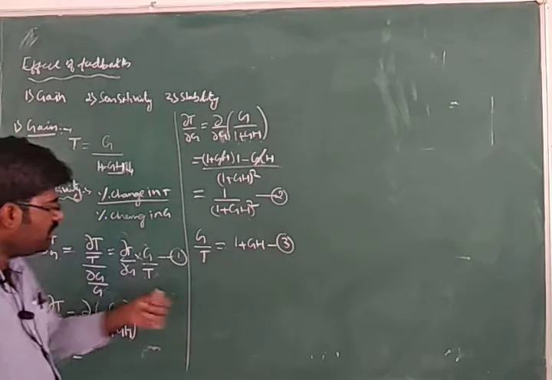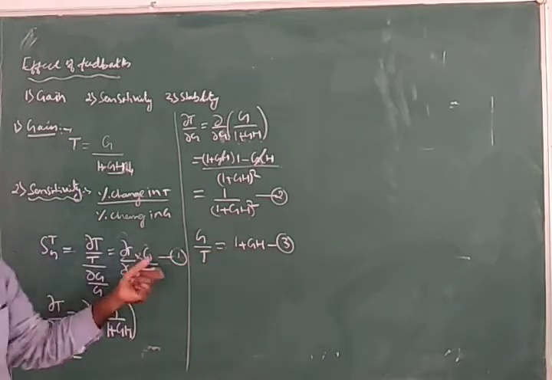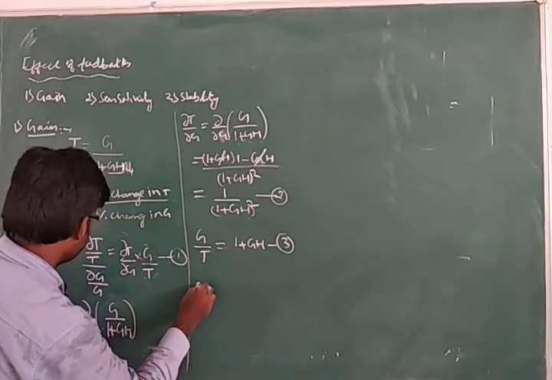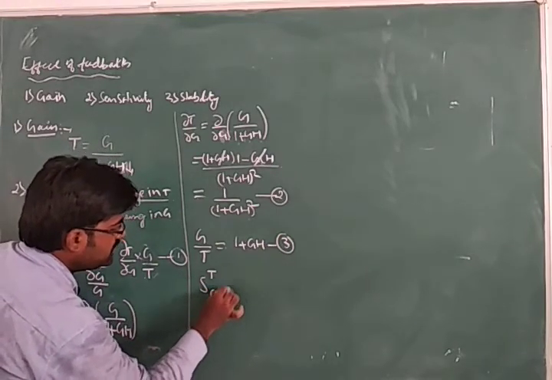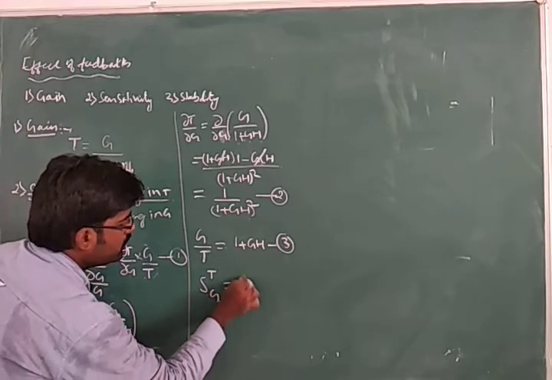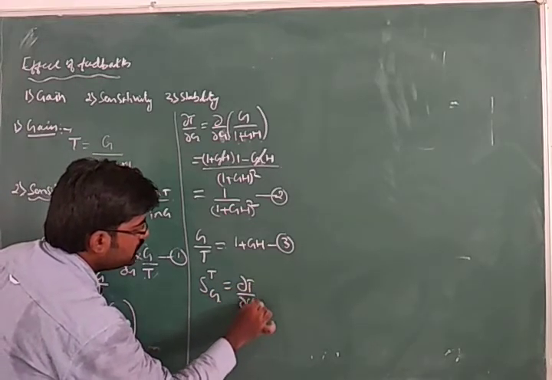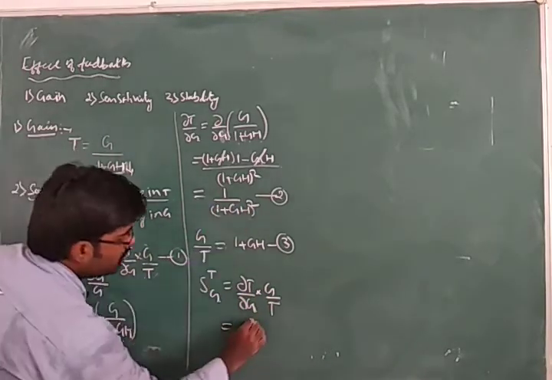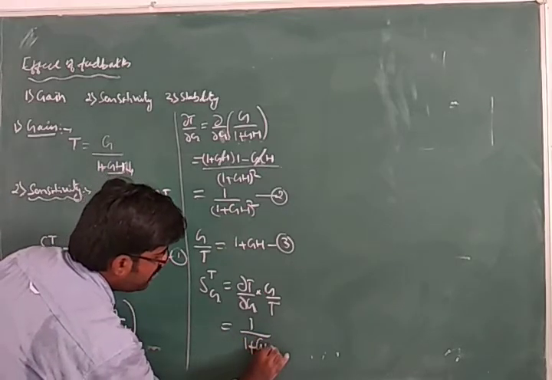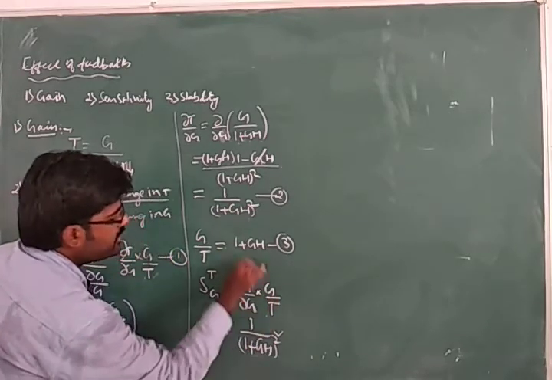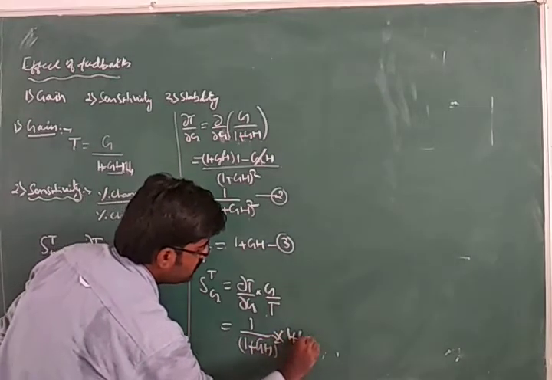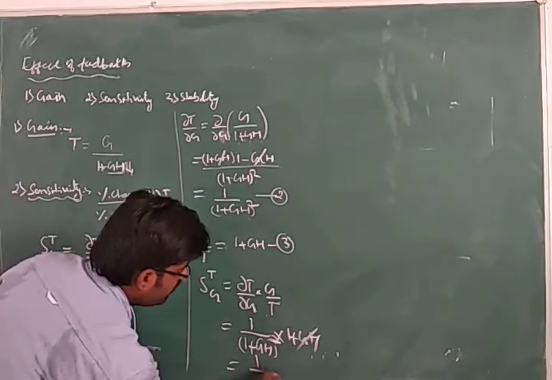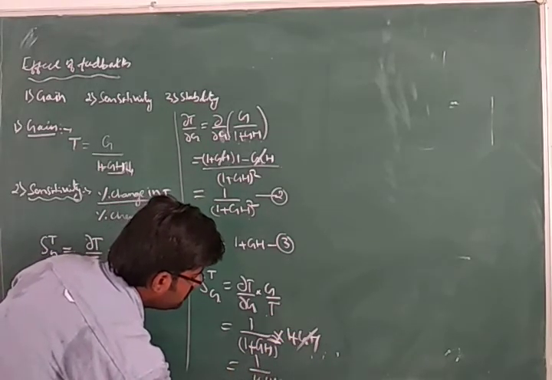Now use 2 and 3 in equation 1. Use both the equations in equation 1 and we will get the final equation as S of T with respect to G is equal to dou T by dou G into G divided by T. This is nothing but dou T by dou G, whose value is 1 divided by 1 plus GH whole square, into G by T, which is 1 plus GH. So 1 plus GH and 1 plus GH cancel. What remains? 1 divided by 1 plus GH only remains.